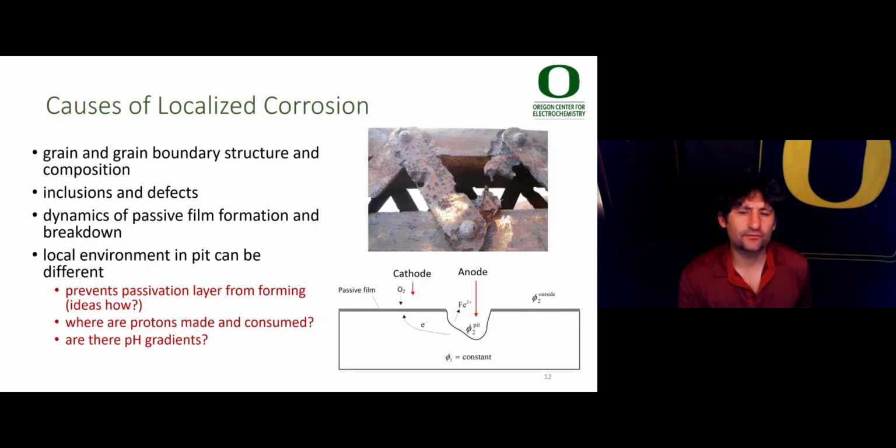So what are some causes of localized corrosion? Here's a picture of an extreme example of localized corrosion. You see this pit has etched holes in this entire iron structure.